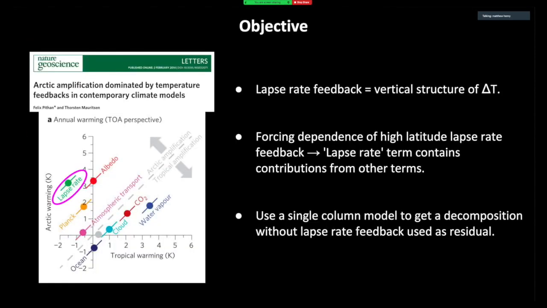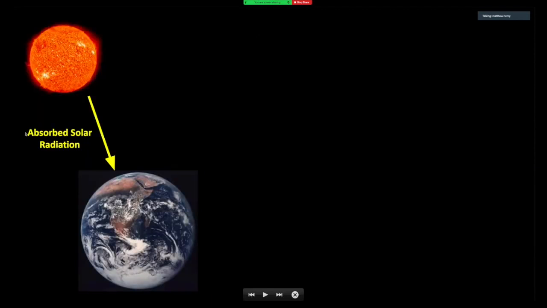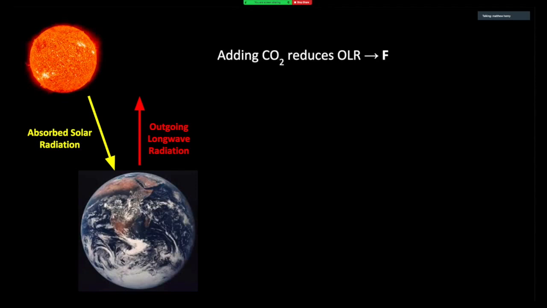So I want to explain in more detail how you get this decomposition. I'm going to start from the very basics. The sun emits a certain amount of solar radiation, some of which is absorbed, and then the Earth emits some long-wave radiation. There's a balance between absorbed solar radiation and outgoing long-wave radiation. Now, if you add CO2, you reduce the outgoing long-wave radiation, so that's a forcing F that you apply at the top of the atmosphere.